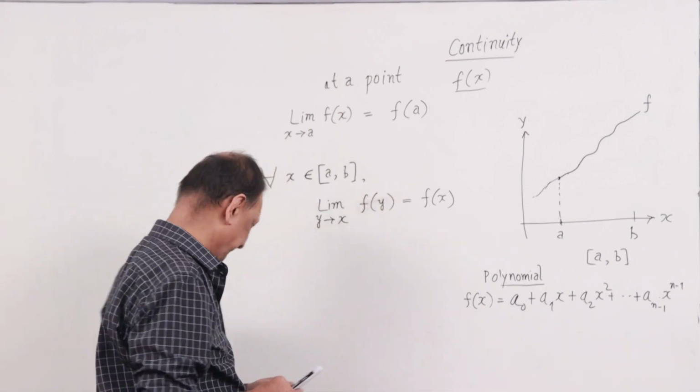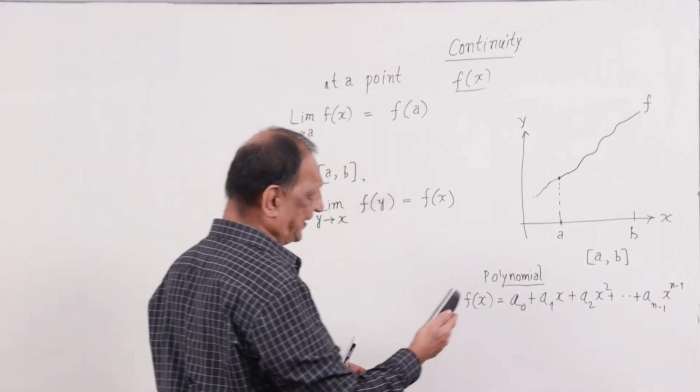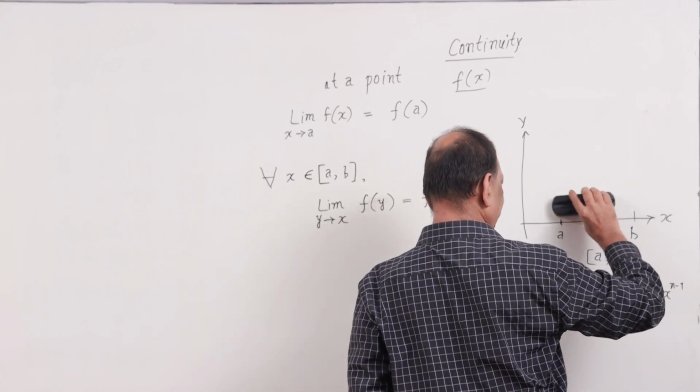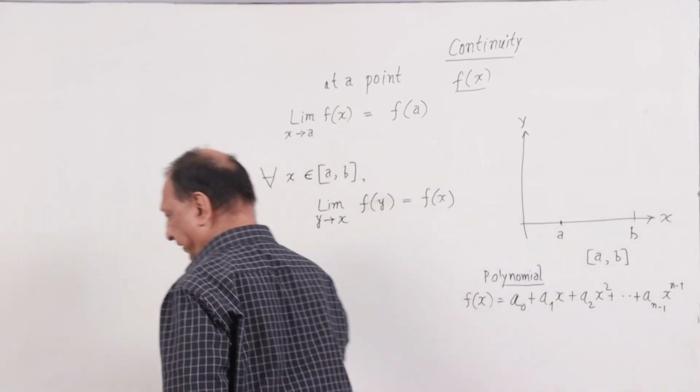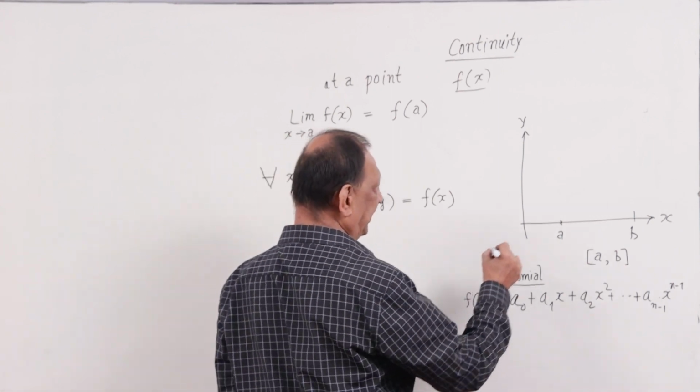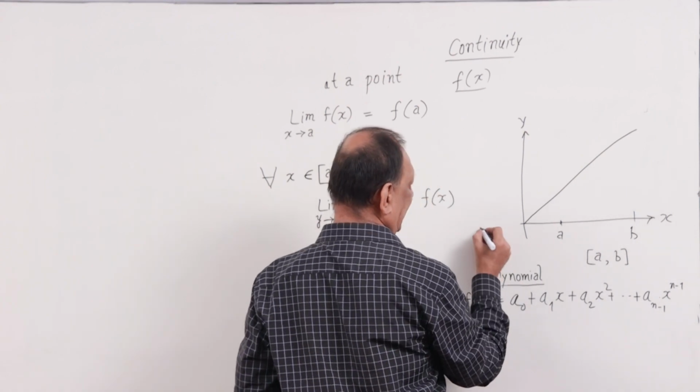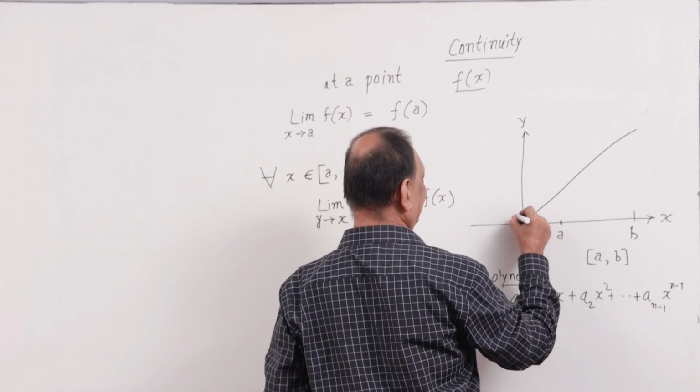That is one aspect. Now I'll take another example, the modulus function that we had. How does the modulus function look? We've seen it is a 45-degree line at 0 and a reflection of that on the y-axis.